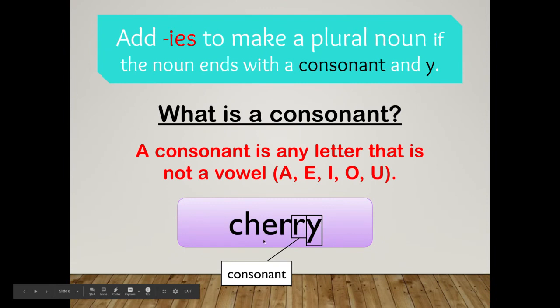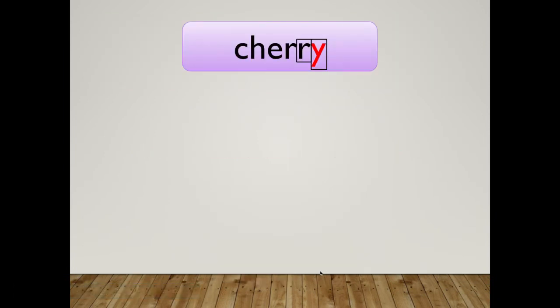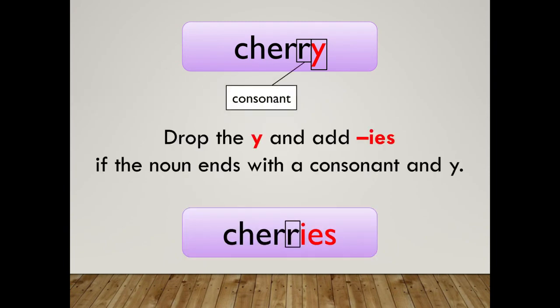So here's our consonant in the word cherry. See, we have an R here. It's a consonant. It's not A, it's not E, it's not I, it's not O, it's not U. It's a consonant. And we have it followed by a Y. So I could have one cherry on top of my milkshake. Or I could have a whole bowl full of cherries that I want to make a pie out of. So if I need a whole bowl, I'm going to drop this Y. Look, and I added IES.